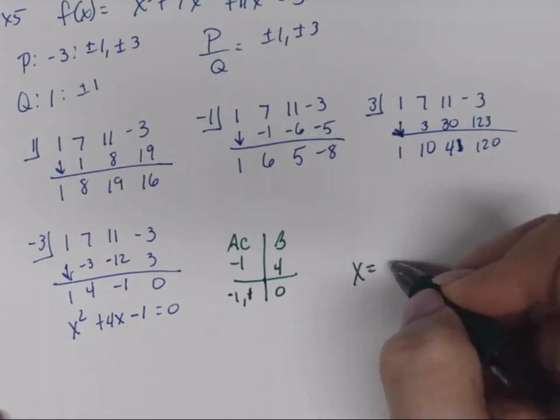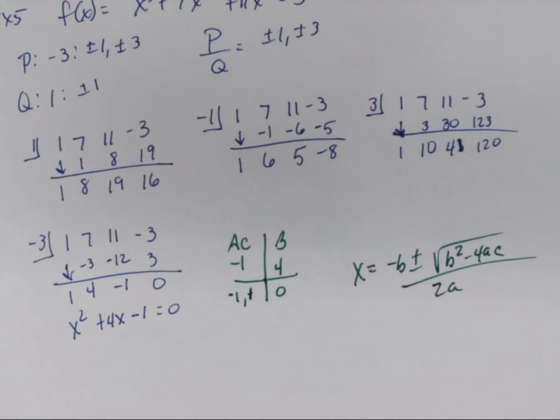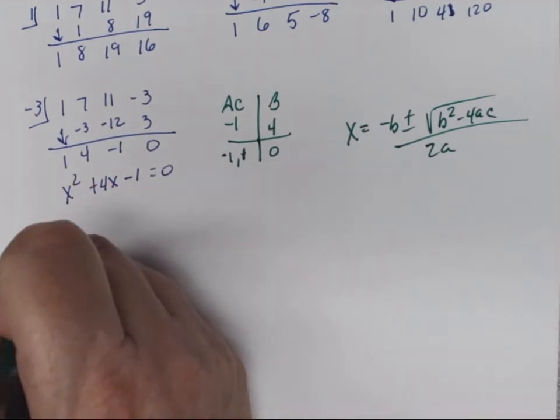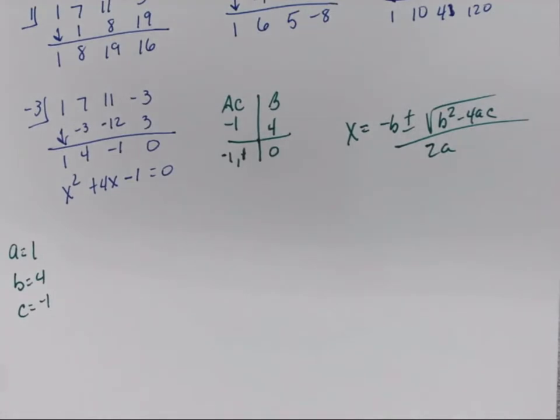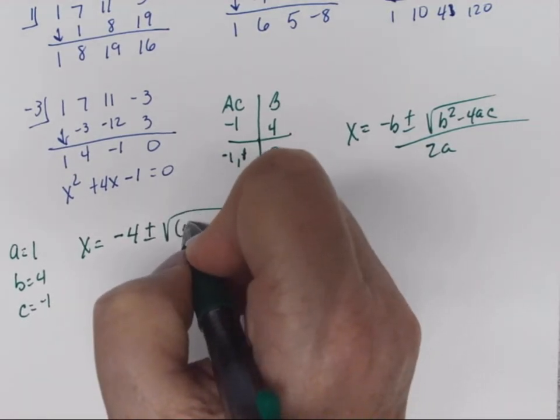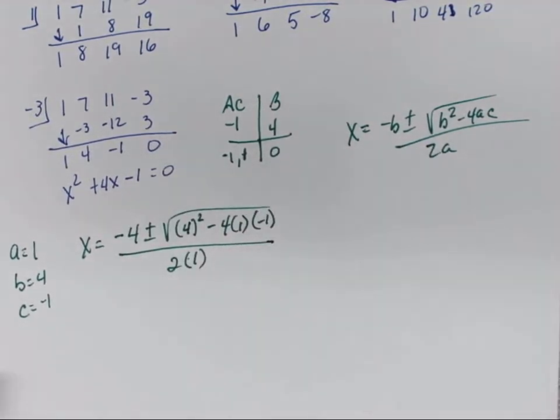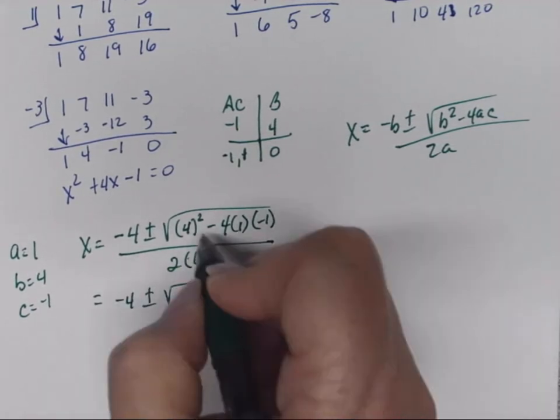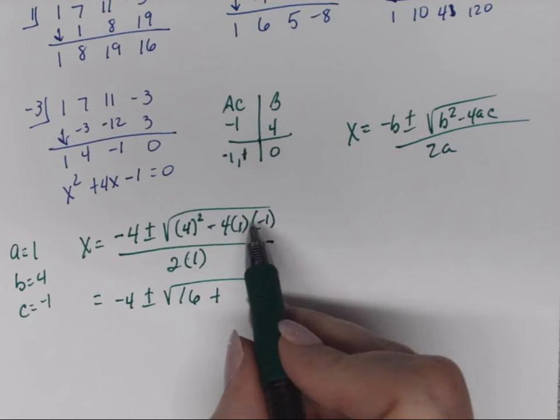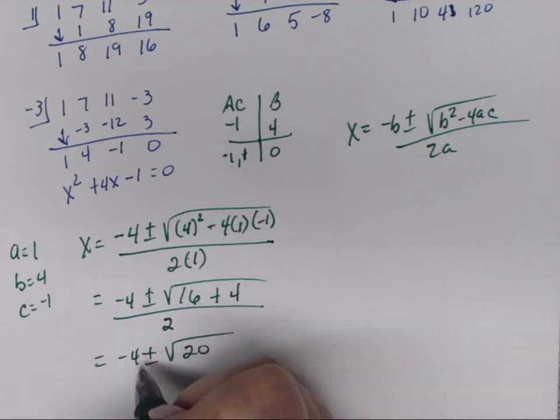Remember, the quadratic formula is x is equal to -b plus or minus the square root of b squared minus 4ac all over 2a. So our a is equal to 1, our b is 4, and our c equals -1. So x will be equal to the negative of b plus or minus the square root of b squared minus 4 times a times c all over 2 times a. So -4 plus or minus 4 squared is 16. Negative times a negative, that part will be positive. 4 times 1 is 4, times 1 is 4, all over 2. So -4 plus or minus the square root of 20 all over 2.